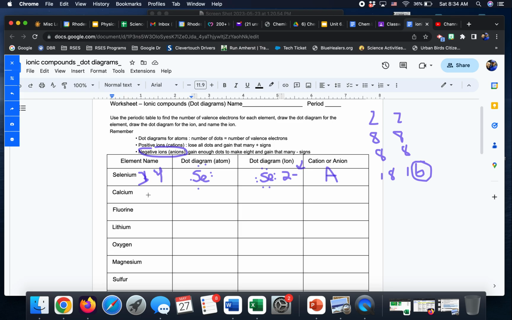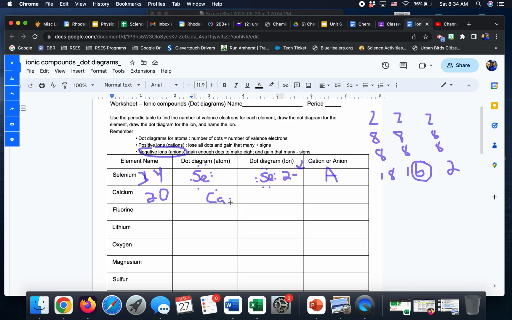All right, let's do calcium, which has an atomic number of 20. 2 go on the first level, 8 go on the second, 8 go on the third. That's a total of 18, so there's 2 left over. So calcium has 2 valence electrons. Remember, if you know the trick, you can just look at the top of your columns and it'll tell you the number of valence electrons. So calcium has 2.